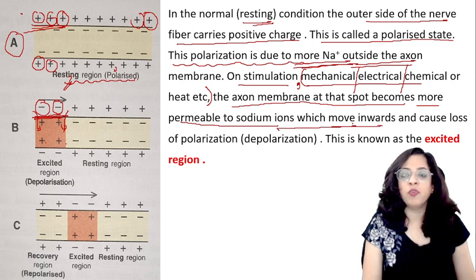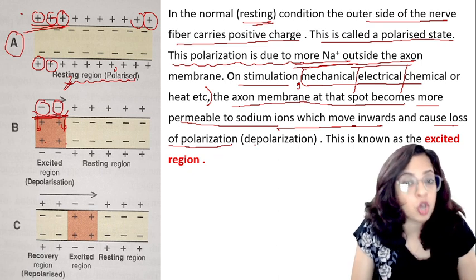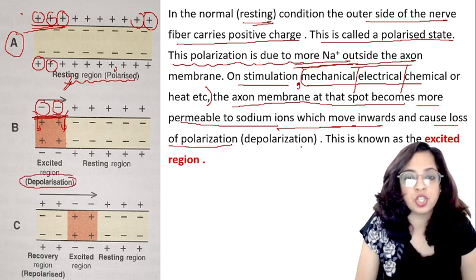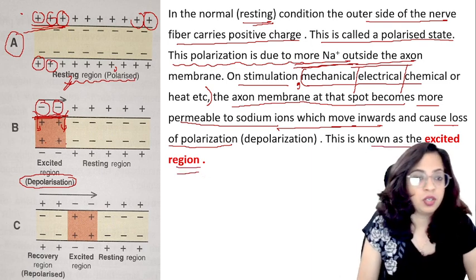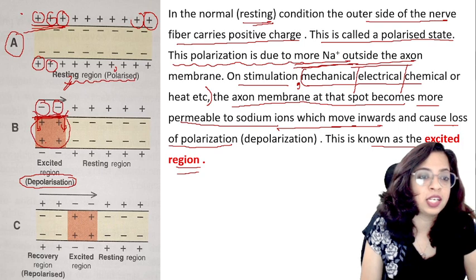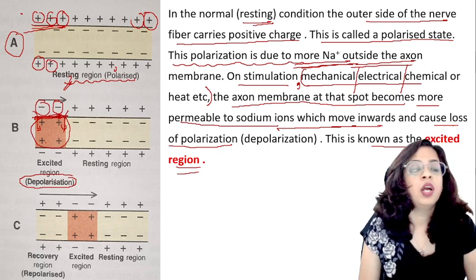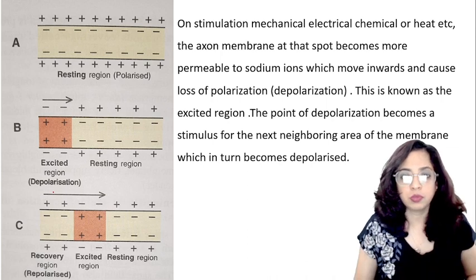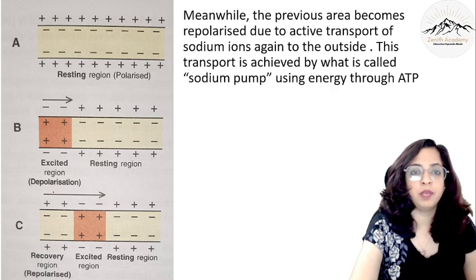So which ions move inwards? The sodium ions move inwards and cause the loss of polarization. Now polarization has been lost. This is known as depolarization. This is known as the excited region. Here depolarization has occurred. So the same thing I have told you: depolarization.